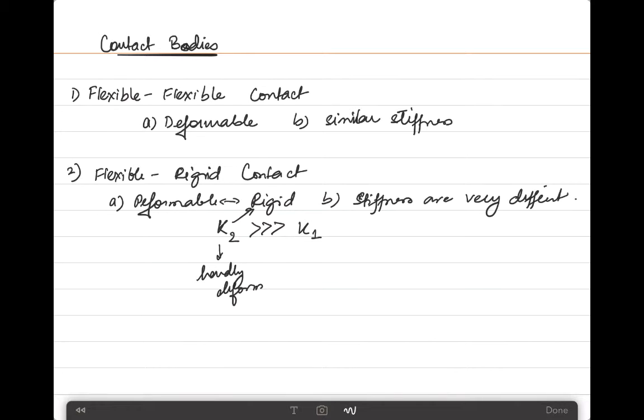Now, why can't we use the flexible contact definition for the flexible rigid contact? The reason why we don't use the same definition for both is that if you look at the stiffness matrix for a certain system, with flexible and rigid bodies, you would see a stiffness matrix which would have very high stiffness for one of the bodies, however very low stiffness for another body. And this makes the matrix ill-conditioned.